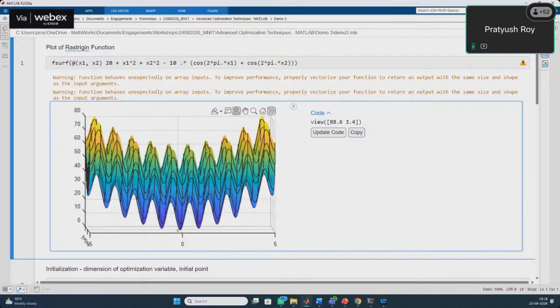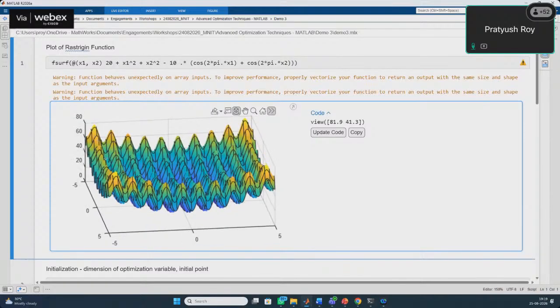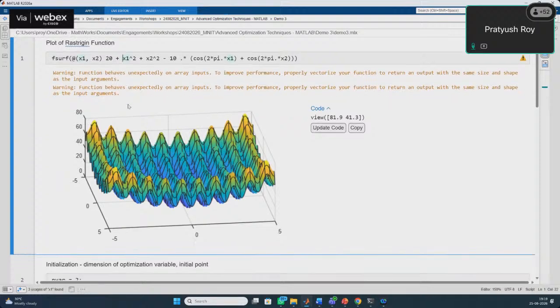And probably the global minimum lies here at around 0, 0. But the problem is the local minima are all of these other points. If you use any gradient based approach, there's a possibility that you will get stuck at a local minimum, which is why we are using this approach.